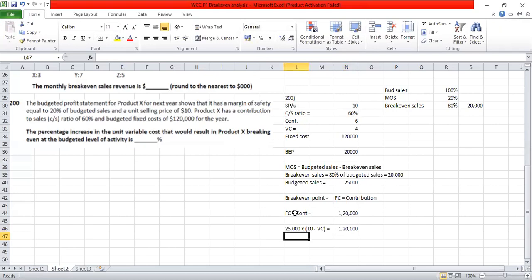So many adjustments, my God. So variable cost, this goes together, is equal to 250,000 minus 120,000. No, no, no. It is equal to 120,000 divided by 25,000.